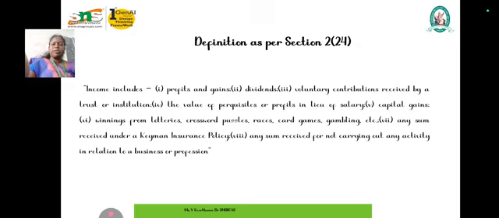So the heads would be, first, profit and gain. The profits earned and gains earned will be considered as income, and it also includes a dividend, voluntary contribution received by any trust or institution like a scholarship, and the value of perquisites or profit in lieu of salary, and capital gain, winnings from lotteries, crossword puzzles, races, card games, gambling, these all, and any sum received under a keyman insurance policy. Also, any sum received for not carrying out any activity in relation to a business or profession.